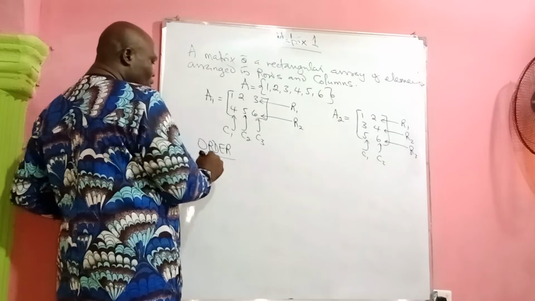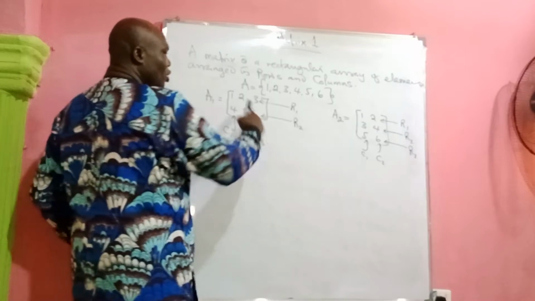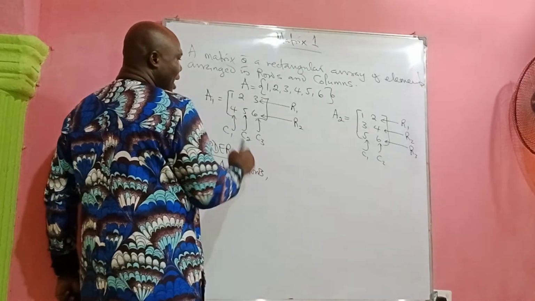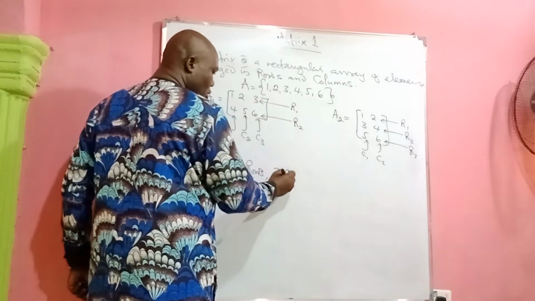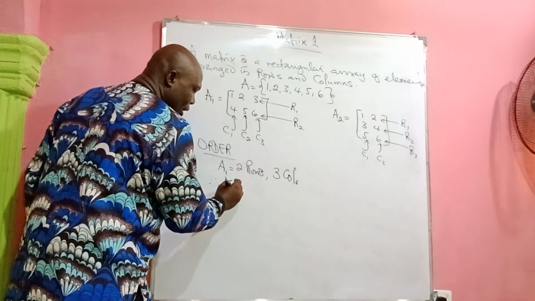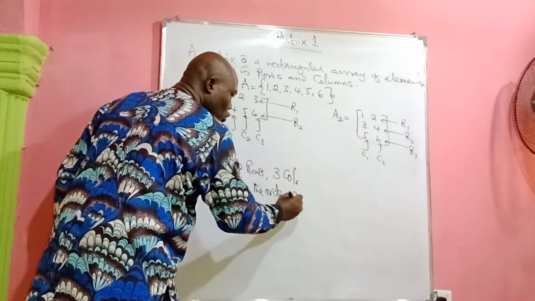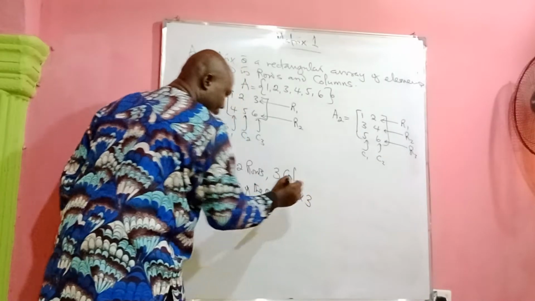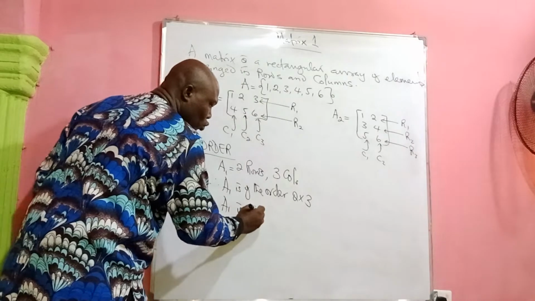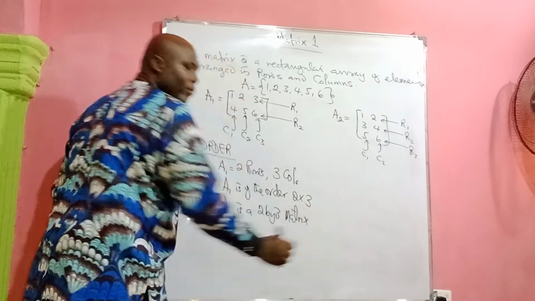So if you look at the matrix A1, this A1 has 2 rows, and it has 3 columns. Therefore, A1 is of the order 2 times 3. Hence, A1 is a 2 by 3 matrix. That's the order of matrix A1.